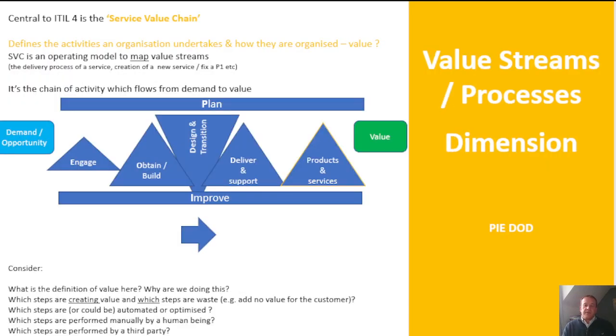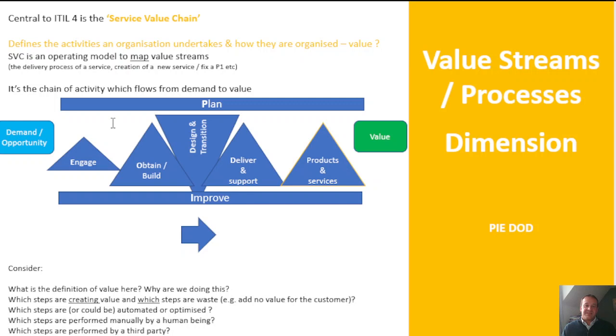Okay, so this is the fourth dimension, which talks about value streams and processes. So you can see I've written the word PIDOD down here, and I'll come back to that in a minute, because I use that just as a neat way of remembering this diagram here. So the value streams and processes, that's about defining the activities an organisation undertakes, and also how they are organised. Specifically, are they delivering value? So there's that word again, value, value, value.